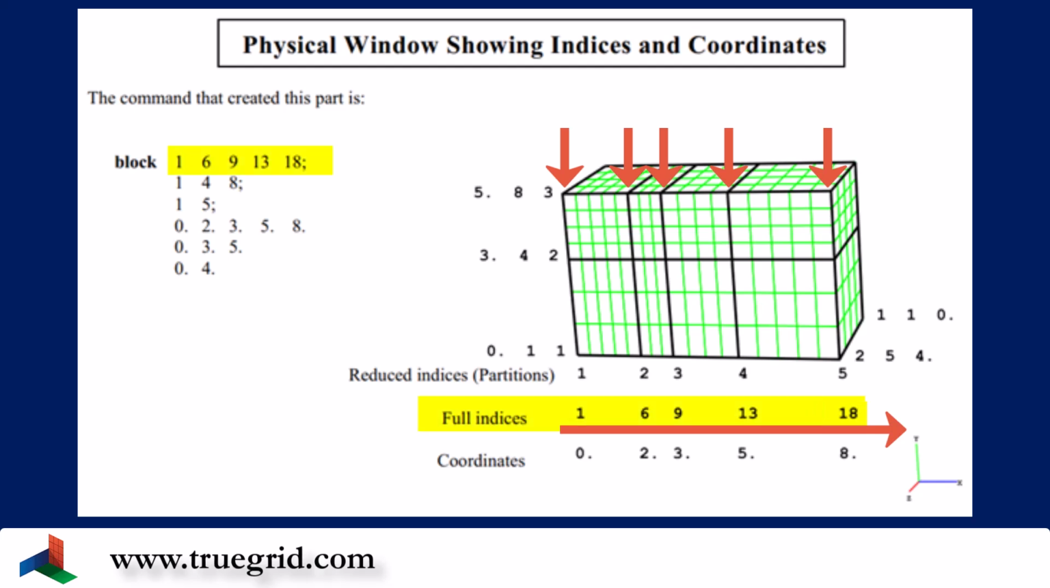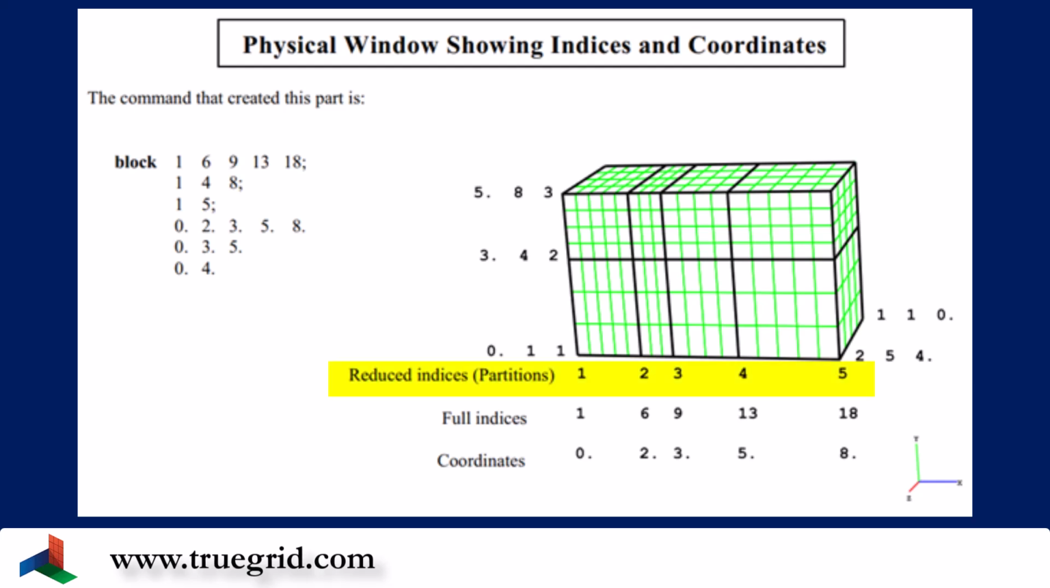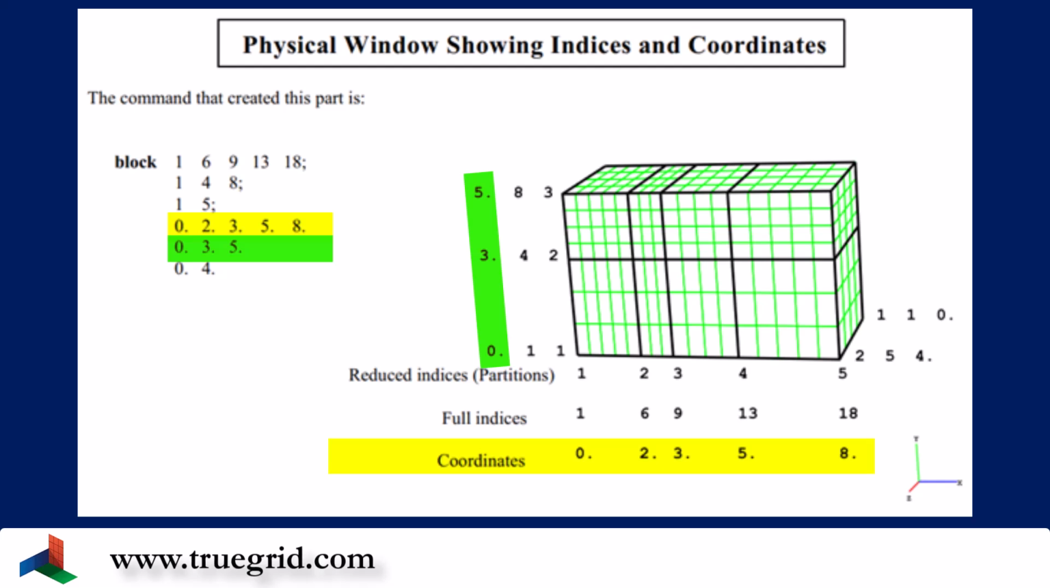We call the partition nodes that were created from the block command our full indices, but we have a second, more natural way to count the partitions from left to right with sequential integers 1, 2, 3, 4, and 5, and we call these our reduced indices, as they are always smaller than the full indices. Then we have corresponding coordinates, one per partition node.